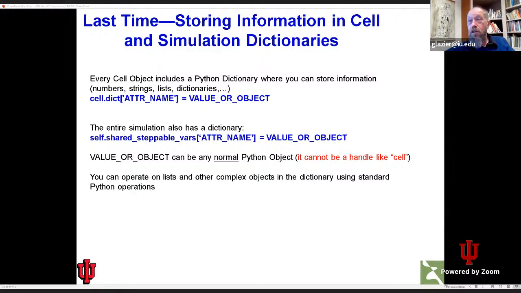One thing you do want to watch out for is don't say cell.dict, quote, cell name, quote, equals cell. The one thing that you can't store in these dictionaries are these handles that point to objects. So you want to be a little bit careful about that. I know that the hard way because I remember somebody doing that and spending weeks trying to track down the bug because it looks like it should work.